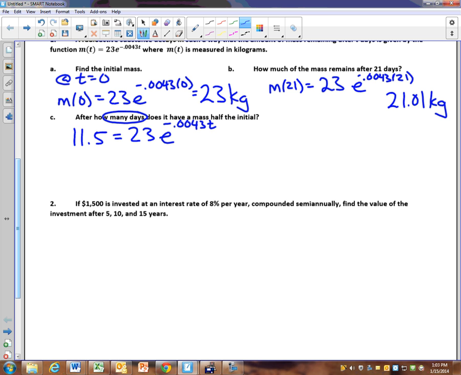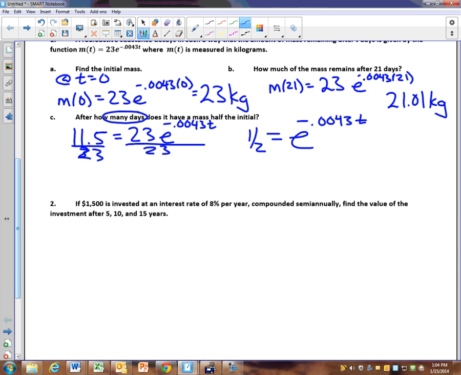Look at what you have. What kind of equation is this? It's an exponential equation. And what do we use to solve exponential equations? Logarithms. Very good. What do you do to start solving this? Divide by 23 first. We know 11 and a half divided by 23 is a half. So you got 1/2 is equal to e to the negative 0.0043 t.